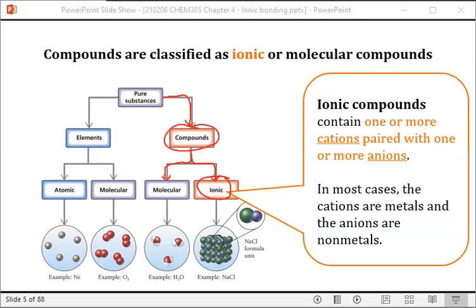So ionic compounds contain one or more cations paired with one or more anions. And a cation is an atom that has a positive charge, and an anion is an atom that has a negative charge. And opposite charges in chemistry attract. So when you have a cation, an atom with a positive charge, next to an anion, an atom with a negative charge, those opposite charges are going to be attracted to each other. And that strong attraction due to the opposite charges is what makes an ionic bond. In most cases, the cations are going to be cations made from metal atoms, and the anions are going to be anions made from non-metal atoms.